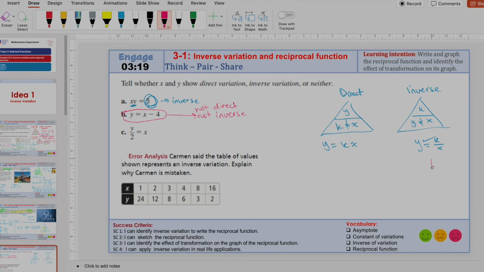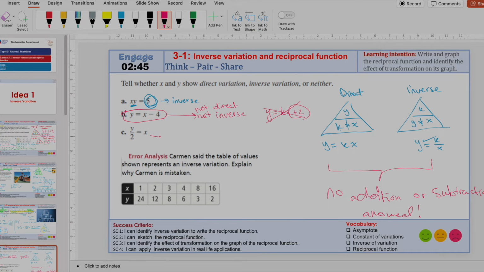Inverse and direct relationships do not have addition or subtraction. No addition or subtraction allowed. Can you see any sort of addition or subtraction? No. Once you see addition or subtraction, I might give you something like this: y equals kx plus 2. Surely not, because there is addition. You cannot. Next we have some sort of something.